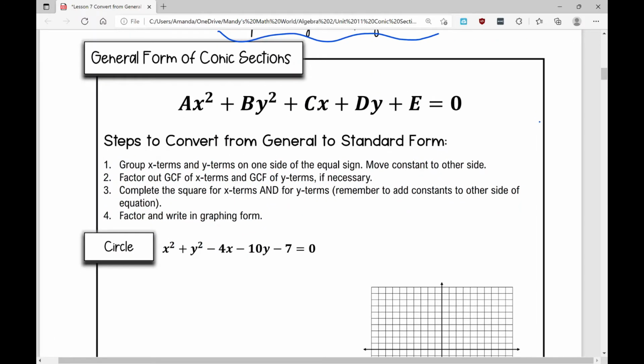So the general form of a conic section is written ax squared plus by squared. So I have my squared terms first, x being the first squared term, then plus by squared plus cx plus dy plus e equals 0.